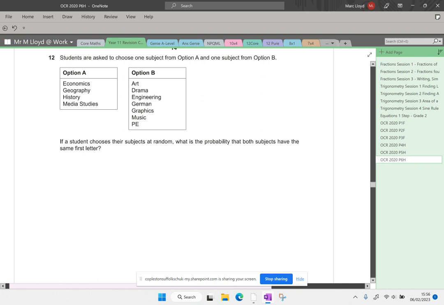So question 12, students are asked to choose one subject from option A and from option B. If a student chooses their subject at random, what's the probability that both subjects have the same first letter? So 4 is option A times by, and we've got 7 on option B. So therefore there will be 28 possible outcomes. And then from these, we can have E and an E, that's 1. G for German and G for graphics, that's 2, 3. H, history, doesn't have anything that will match, and then media studies into there, so that's 4.